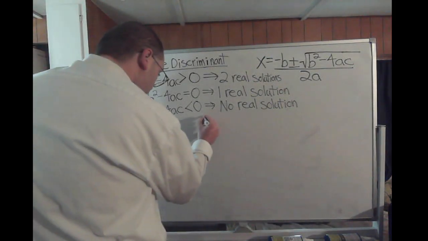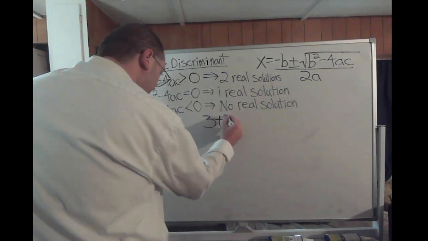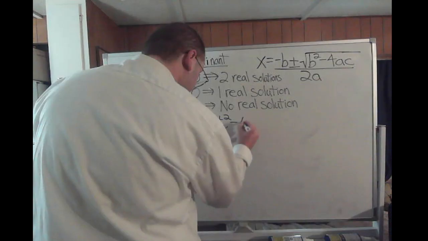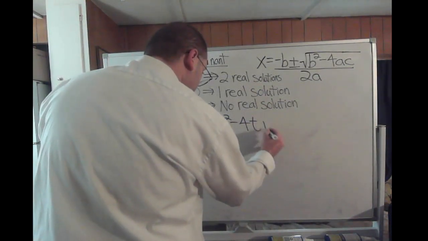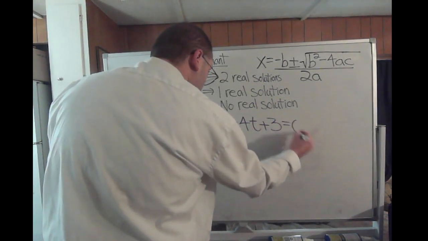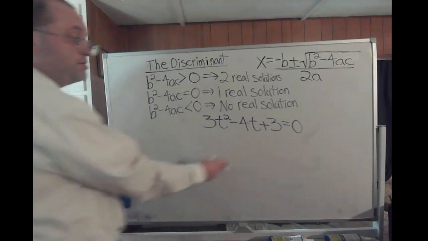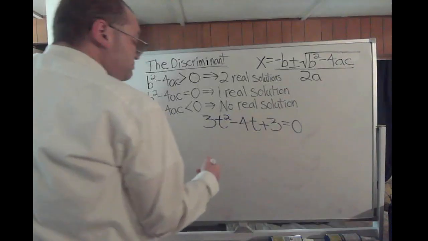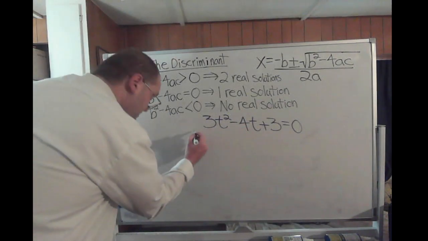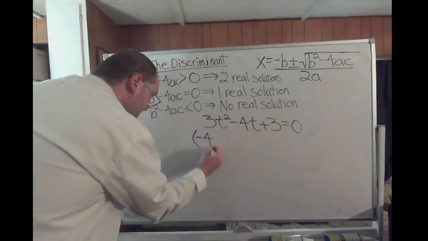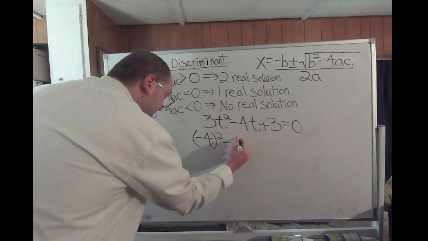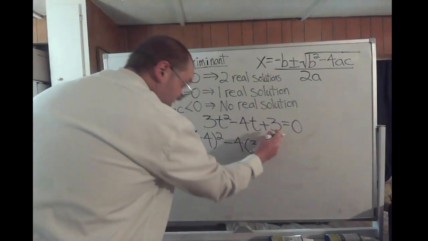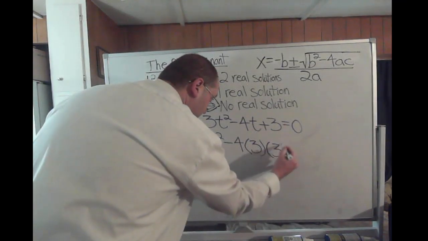So let's see, we have 3t squared minus 4t plus 3 equal to 0. Alright, so 3t squared minus 4t plus 3 is equal to 0. So let's do the discriminant. Our b coefficient is negative 4, so this is going to be negative 4 to the second power minus 4 times your a coefficient of positive 3 times your c coefficient, also positive 3.